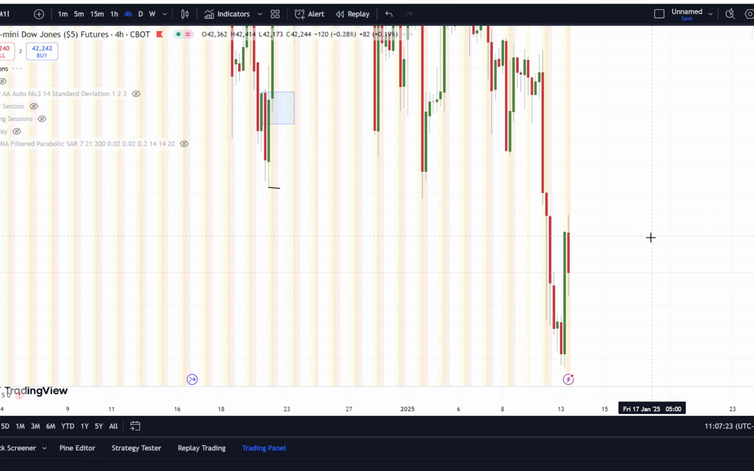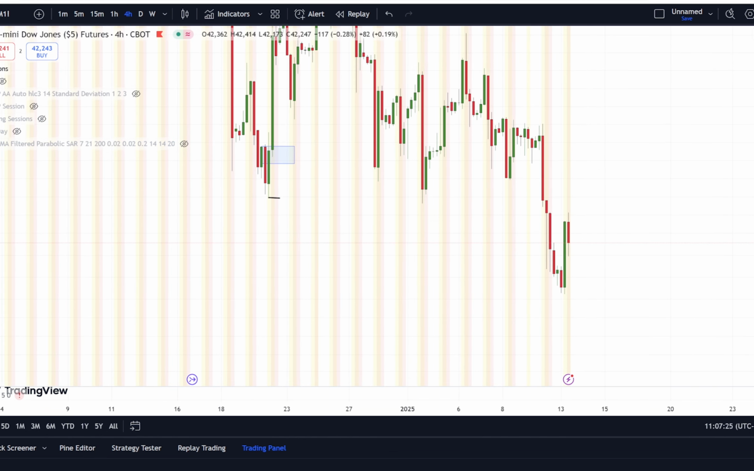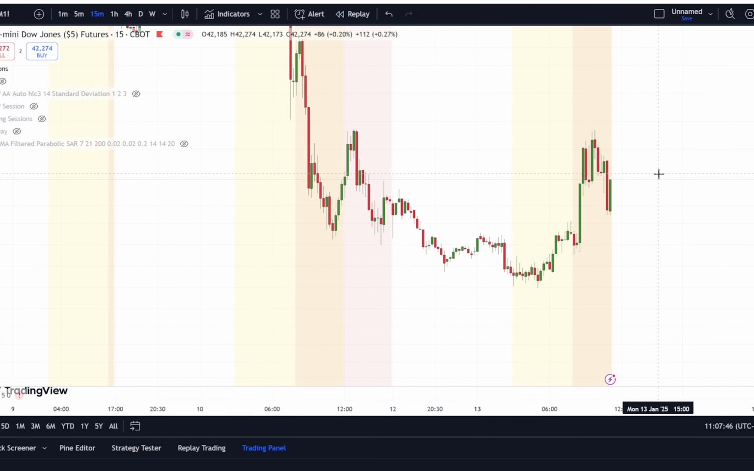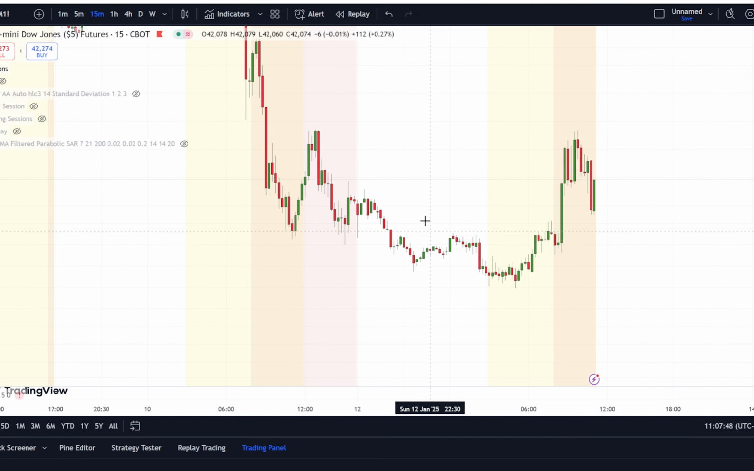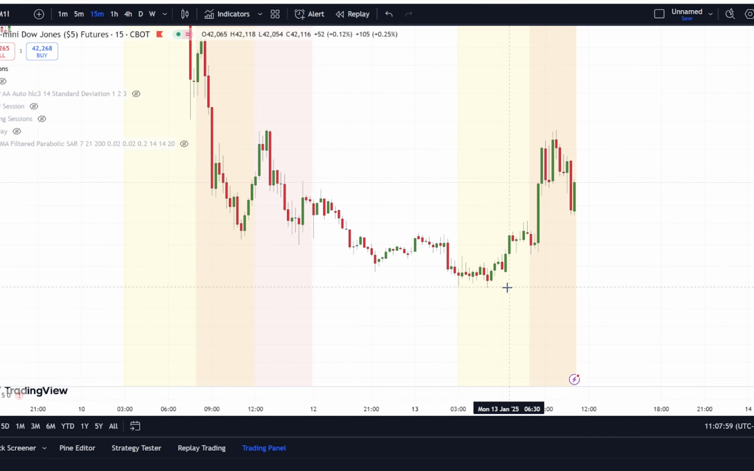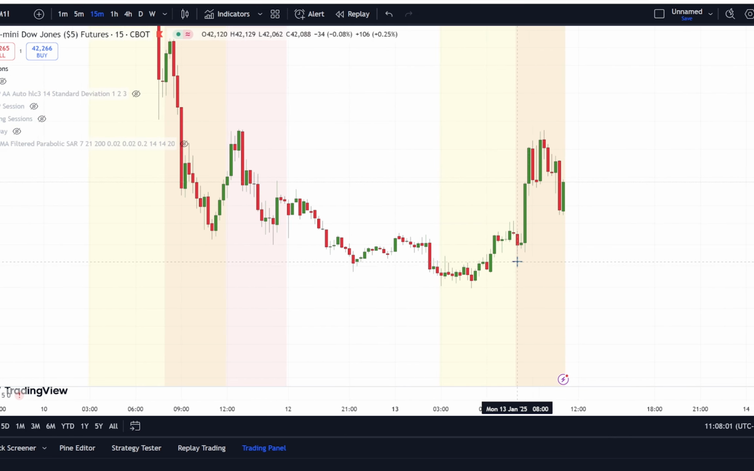So first, we always start off with market structure. Next, we go to the lower time frames and we look at where liquidity is resting at. So we have both the Asian high and Asian low, London high and also London low. We see that Asia has already been taken out and London low is still intact. We have not taken it out yet.